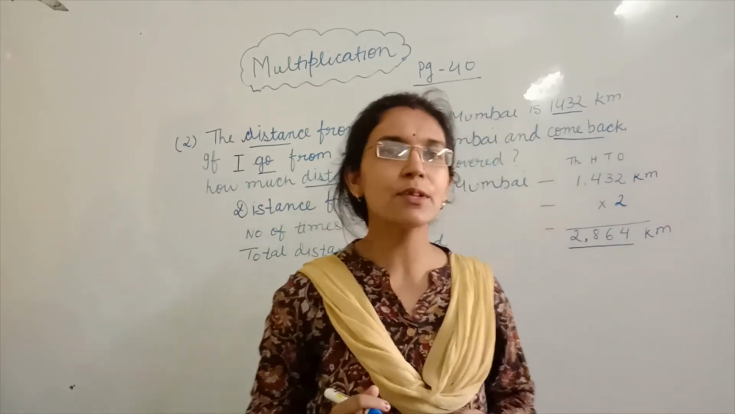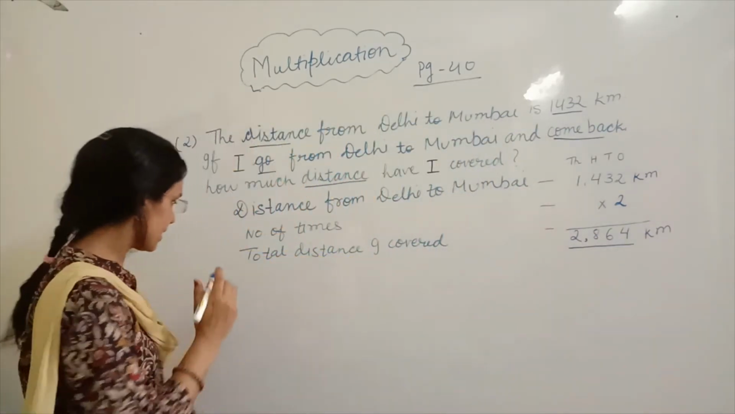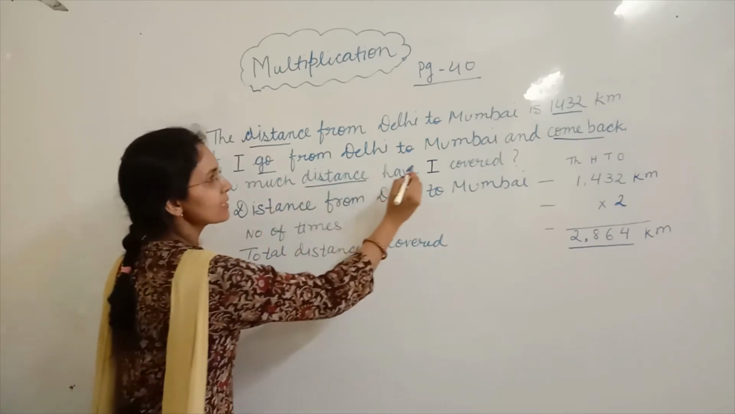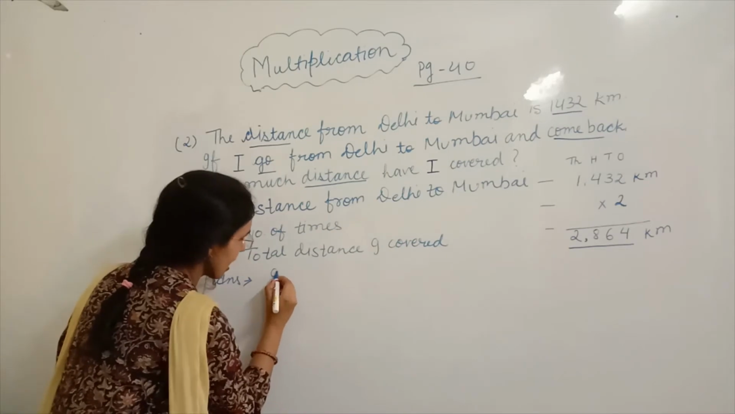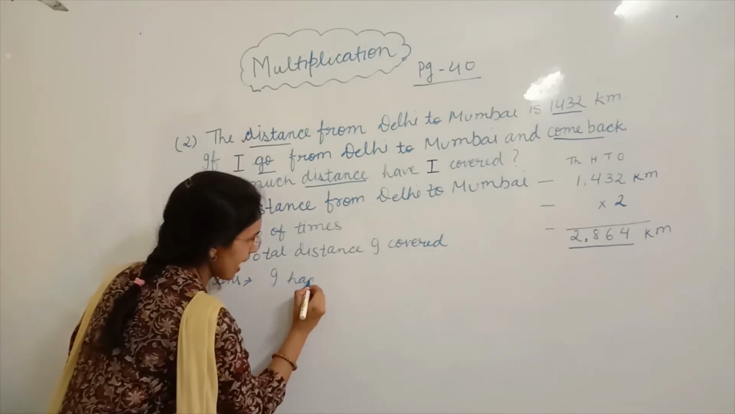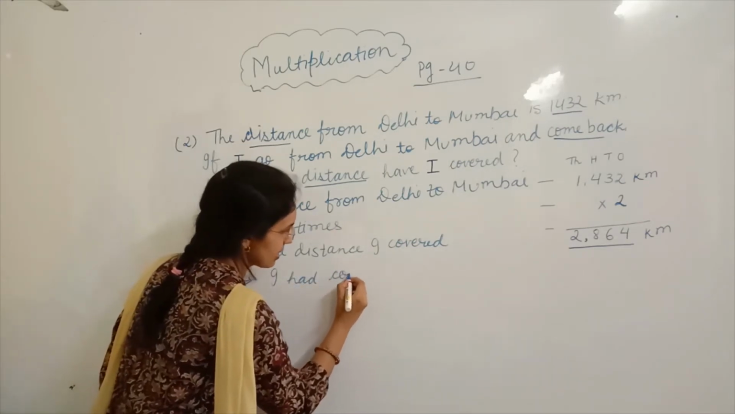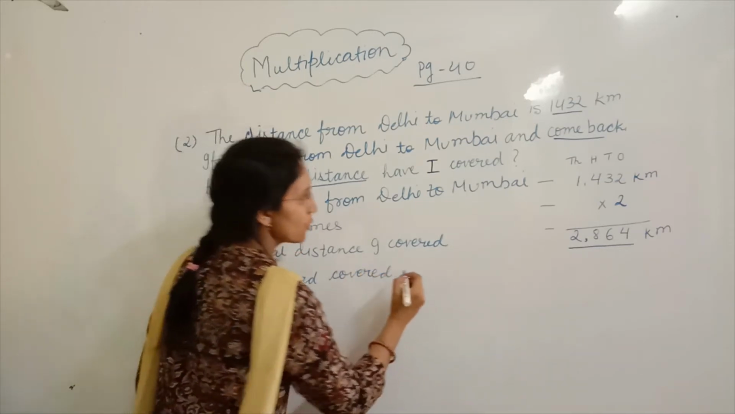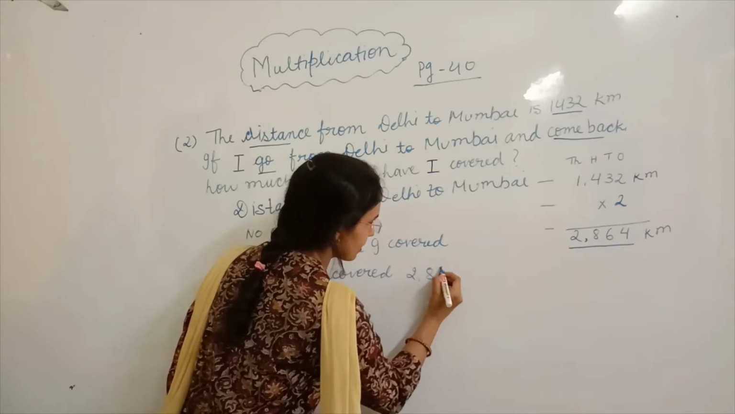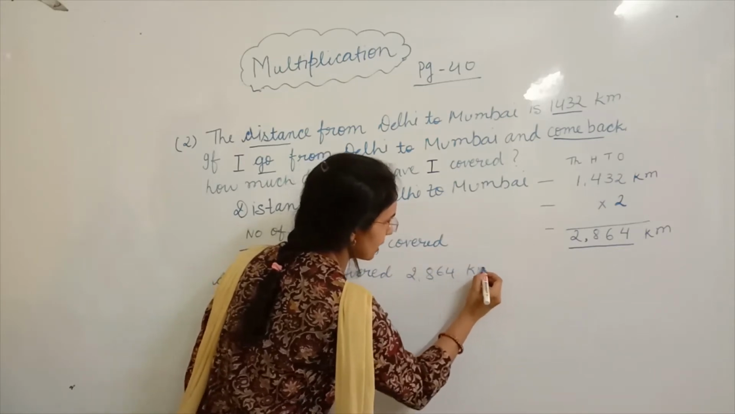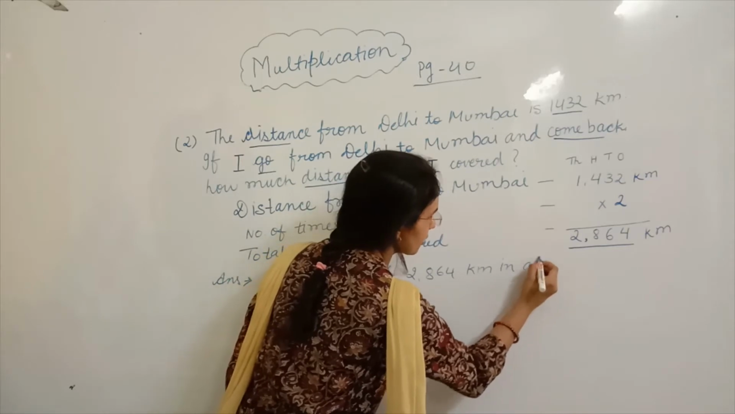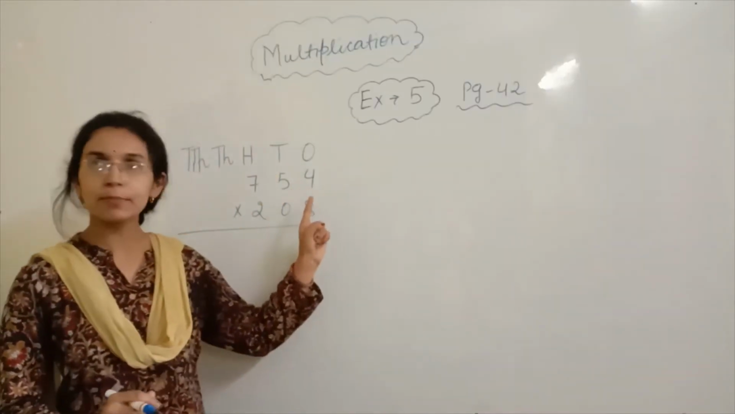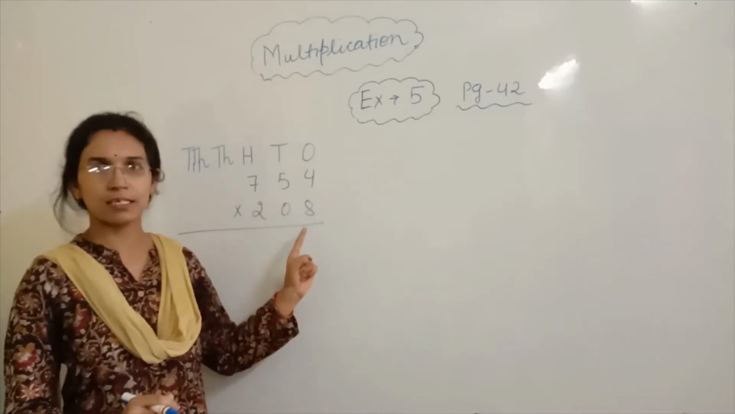And then whenever you will write down anything in terms of distance, we need to write down the unit. Now final answer will be written in the answer statement. So our answer statement will be, how much distance I have covered? I had covered 2,864 kilometers in all.